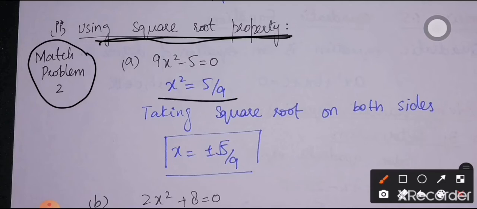Now taking square root on both sides, I will get x is equal to plus minus. When I apply the square root, the square root of 5 will remain as it is, because 5 is not a perfect square of any number, but the square root of 9 is going to be 3, so it's plus minus square root of 5 over 3.